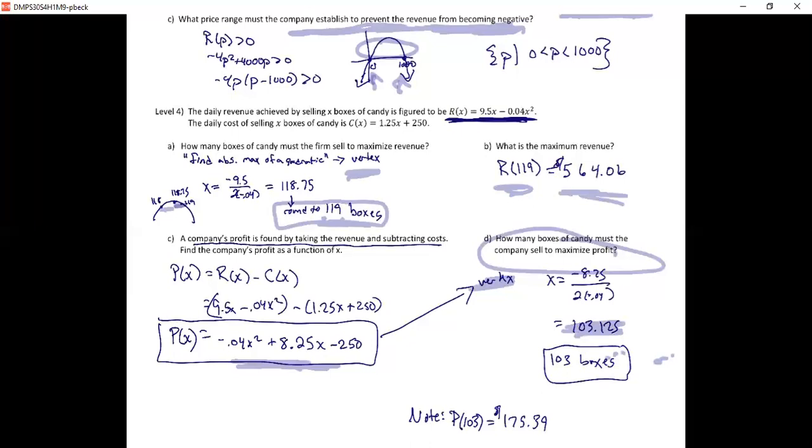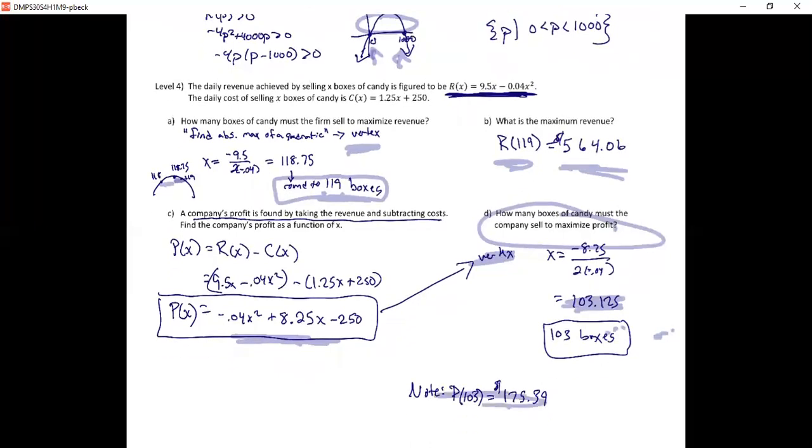And then, what is my maximum profit? I plugged 103 in. I know that question wasn't asked, but it was something I was curious about. Even though the revenue is $564-ish, we have a profit of only $179. So we're not really gaining a whole lot of money off of this, even though our revenue makes it look like we have a lot. And this happens a lot.